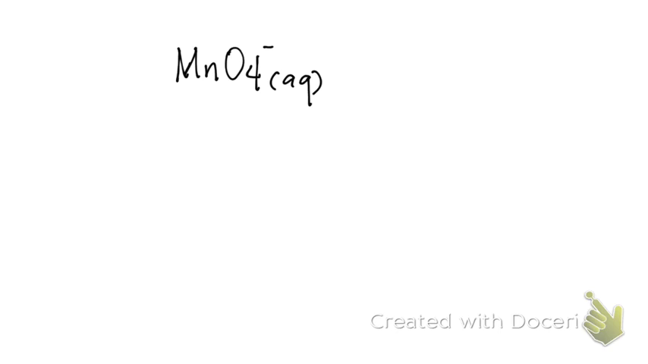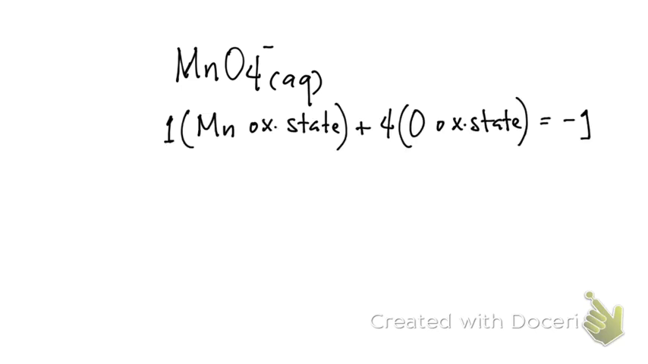So here's an explanation of how we got plus 7 for the oxidation number of manganese in the previous example. All right, so we have permanganate ion here. And so in order to determine the oxidation number of manganese, you first want to set up the formula. And the formula looks like this, right? So 1 times the oxidation state of manganese plus 4 times the oxidation state of the oxygen equals -1. And -1 here is basically the overall charge of the ion.